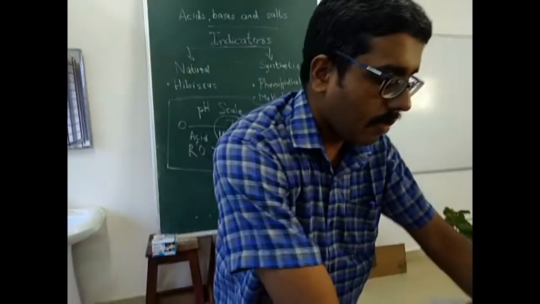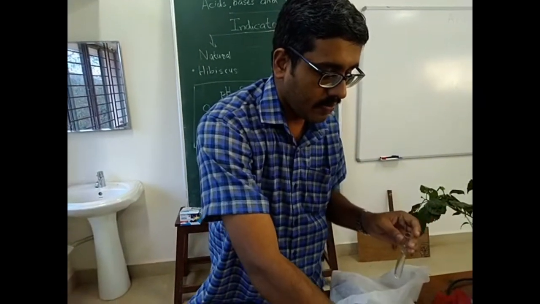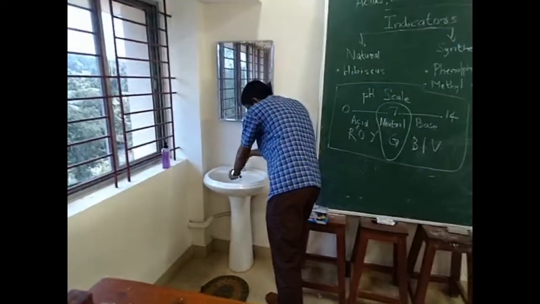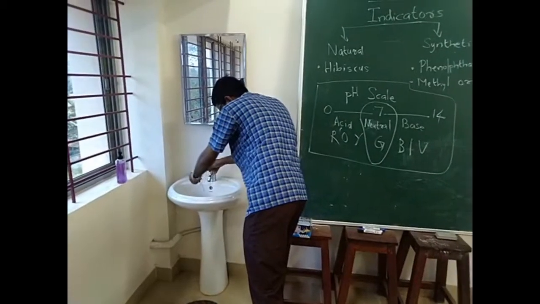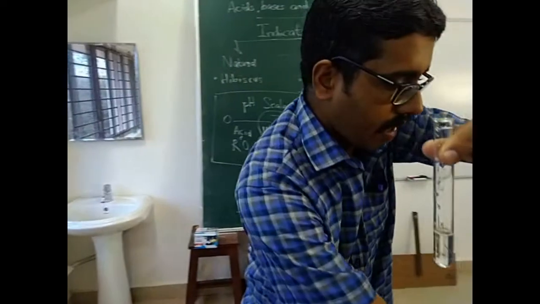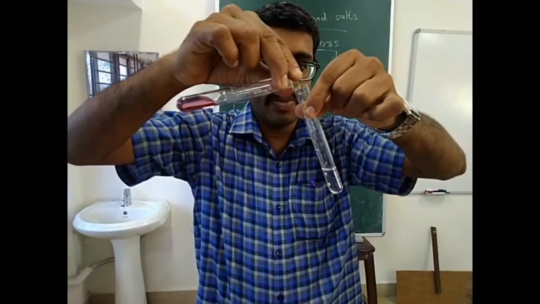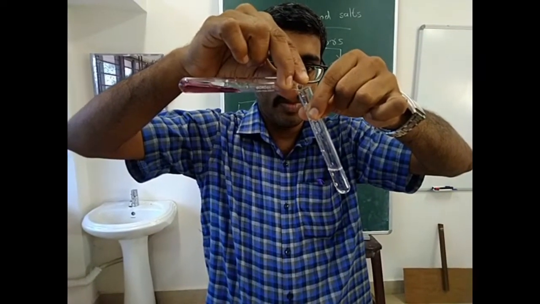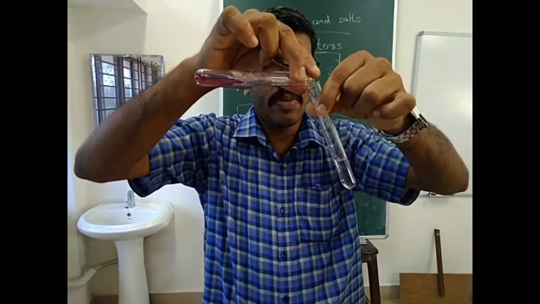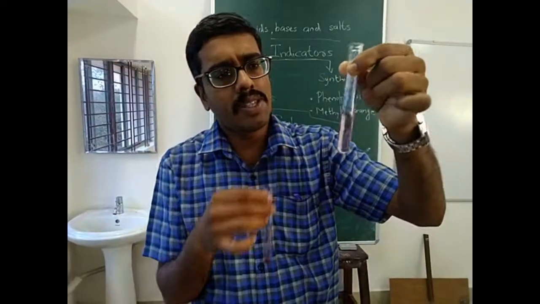So now I am going to add the hibiscus solution into a test tube containing tap water. For that I am collecting water from the tap. It's tap water. Now I am going to add hibiscus solution into it. No colorations at all. Adding a little more also. No such coloration. It is the color of the hibiscus solution only.